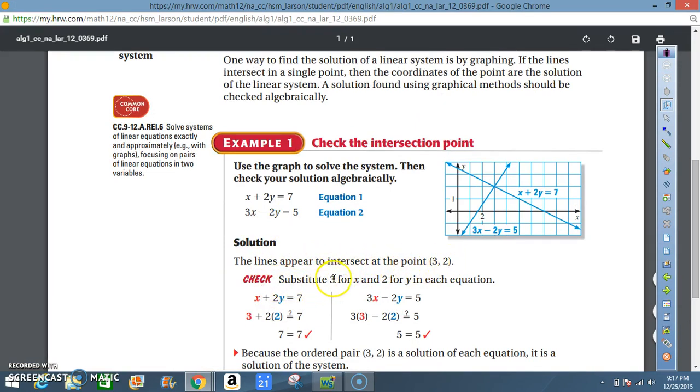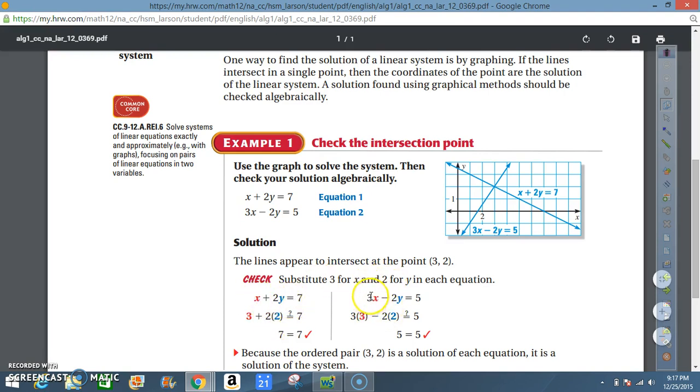Check. Substitute 3 for x and 2 for y in each equation. So x plus 2y would be equal to, in place of x, 3, in place of y, 2. 2 times 2 is 4. 3 plus 4 is 7. Does 7 equal 7? Yes. So far it checks out for the first equation.